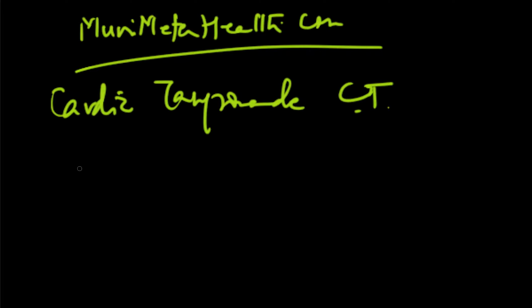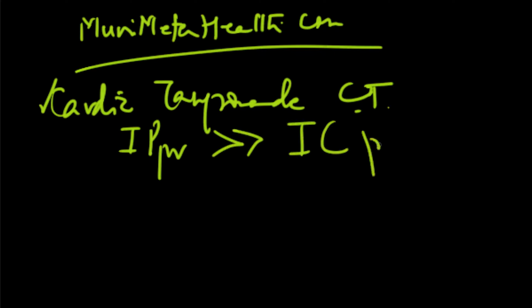So when the fluid accumulates to the level where the intrapericardial pressures are higher than the intracardiac pressures, cardiac tamponade exists. So remember, intrapericardial pressures are exceeding the intracardiac pressures. Now let's draw for a second what we understand by intrapericardial pressures.